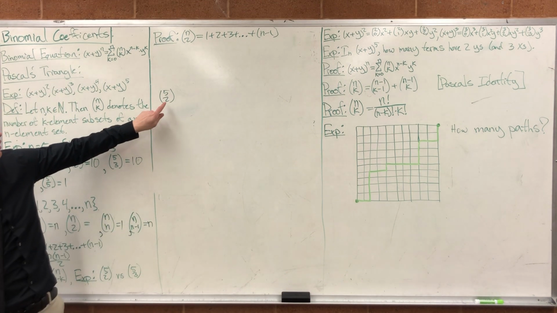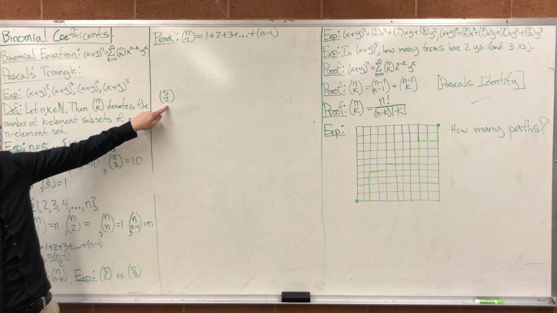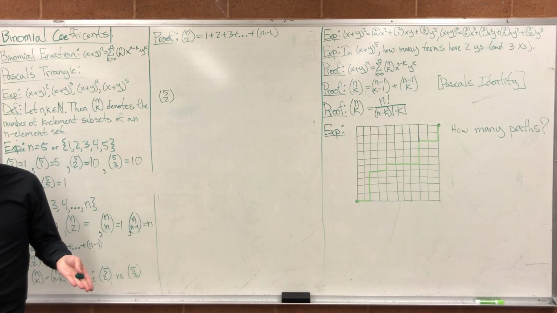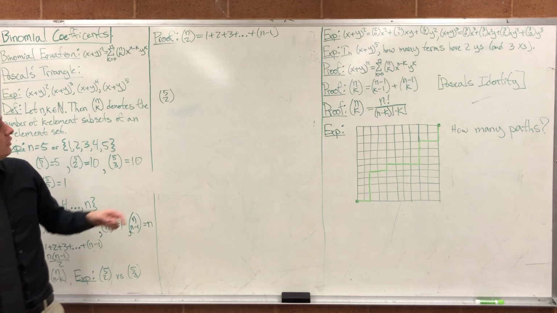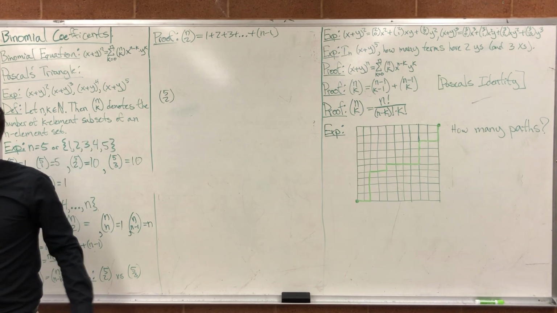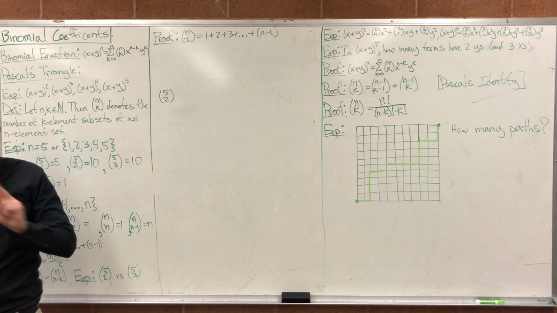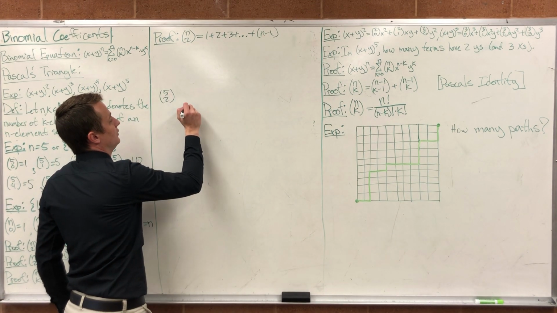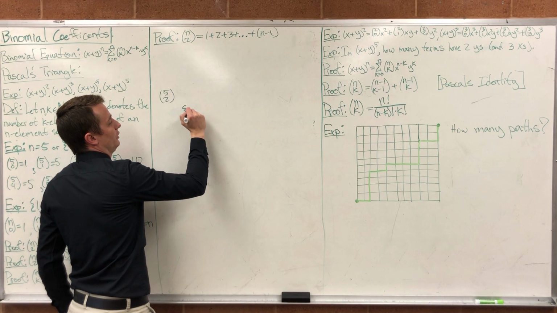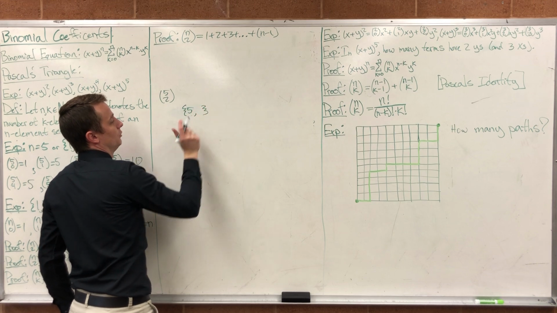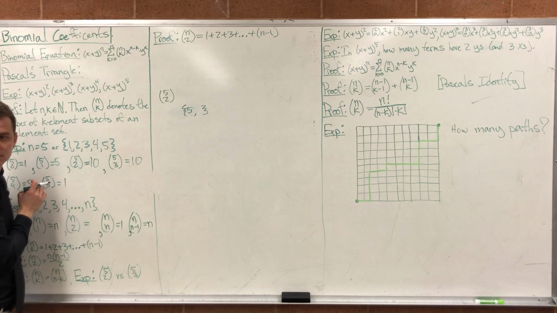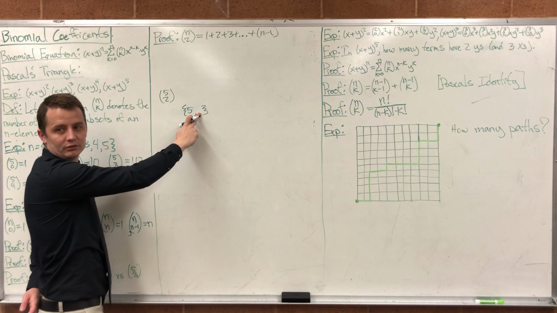If I create all the 2 element subsets I can create from a 5 element set, and I want to do it in an organized way, first I'm going to write down all the 2 element subsets that have 5 as the smallest element. How many 2 element subsets can I create that have 5 as the smallest thing in there? 5 and something else, where 5 is the smallest. I can't do any. There's 0.